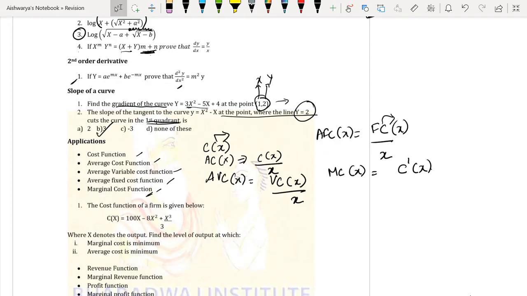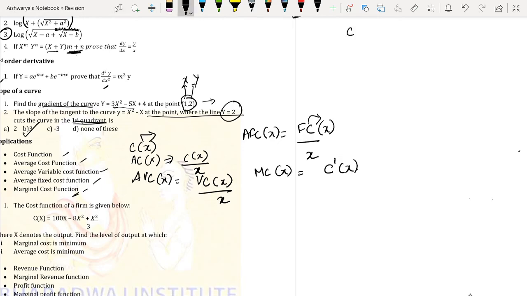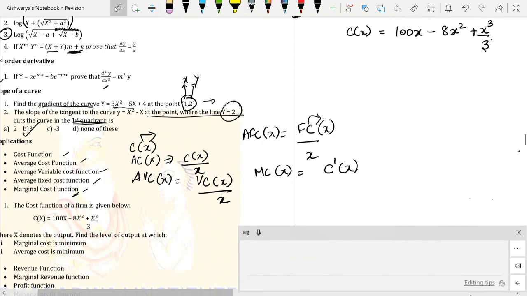Now having said this as a concept, let us look at the problem here. In this problem I am going to show you what kind of questions can come under cost function. Let me write down the cost function here. C of x is nothing but 100x minus 8x square plus x cube by 3. This is what we have for C of x.